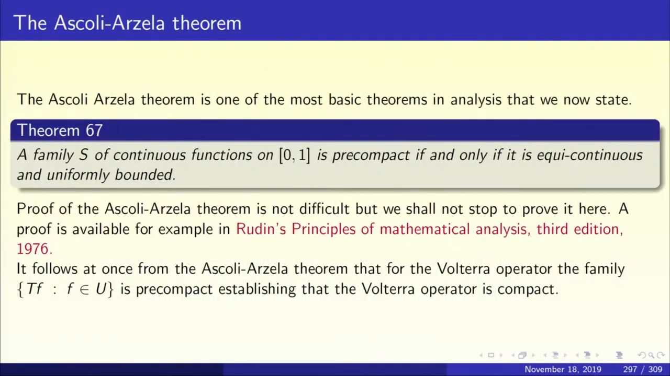The next thing is that a family of continuous functions on [0, 1] is said to be uniformly bounded if there is an M positive such that mod f(x) is less than or equal to M for all f in the family and for all x in the interval [0, 1]. So, we got two concepts, equicontinuity and uniform boundedness. So, what does the Arzelà-Ascoli theorem say? It says that a family of continuous functions on [0, 1] is pre-compact if and only if it is equicontinuous and uniformly bounded.